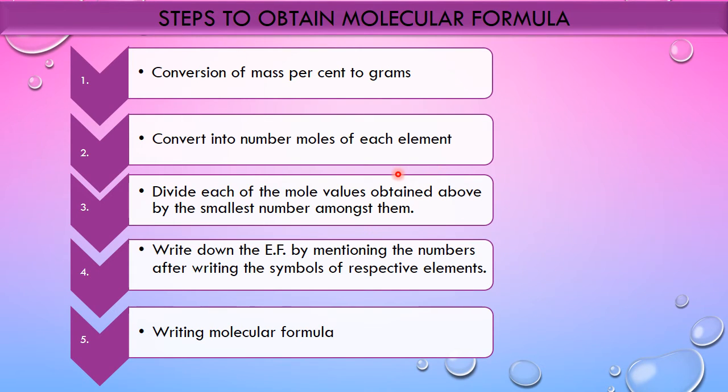So, steps to obtain molecular formula. First of all, if the mass is given, conversion of mass percentage into grams. As percentage is given, we are converting into grams. Then conversion into moles. We know moles is equal to given mass upon molar mass. Hence, to convert into moles, we need to convert mass percentage into grams. So, we have 5 steps to obtain the molecular formula one after the other.